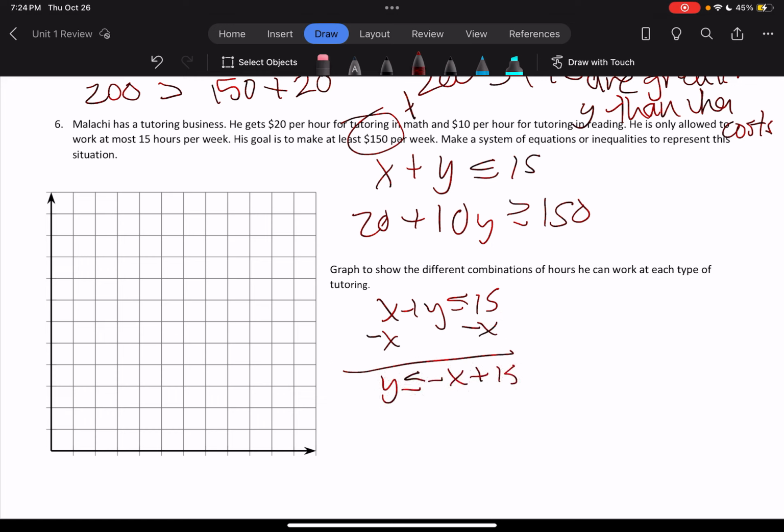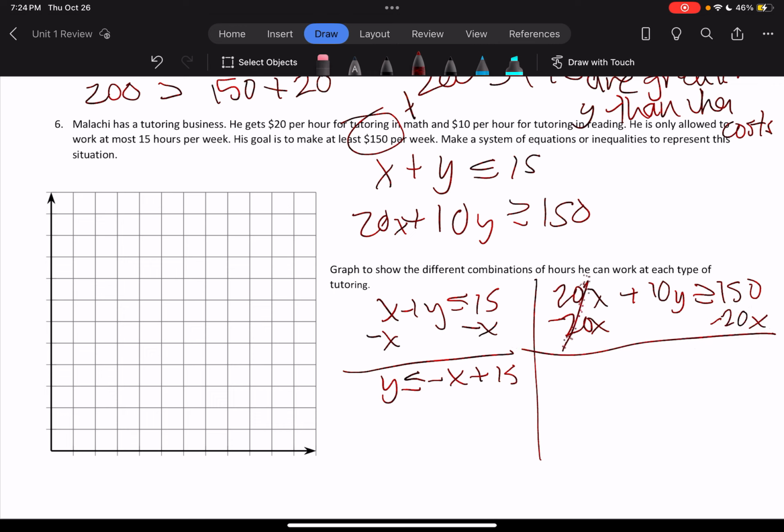All right, that's my one graph. The other graph is going to be 20X. Oh, I didn't put X. 20X plus 10Y is greater than or equal to 150. Subtract 20X. And we get 10Y is greater than or equal to negative 20X plus 150. Divide both sides by 10. And we get Y is greater than or equal to negative 2X plus 15. All right, now I can go ahead and graph these.